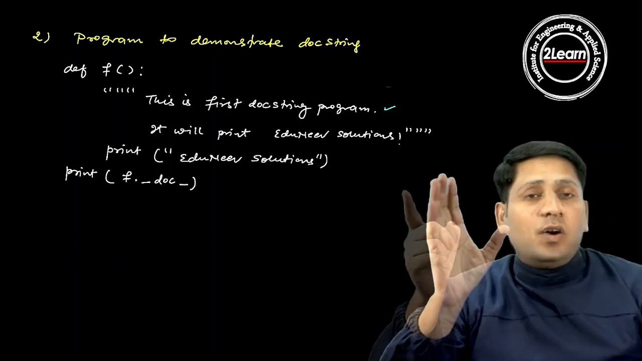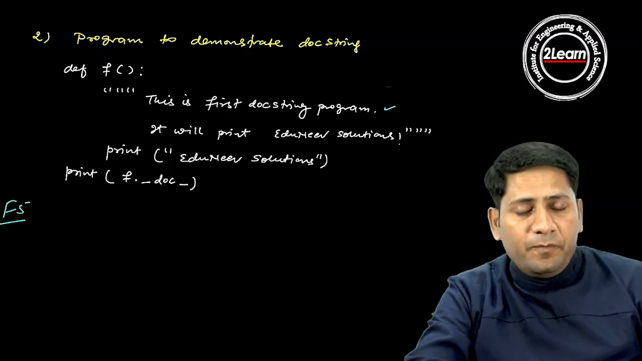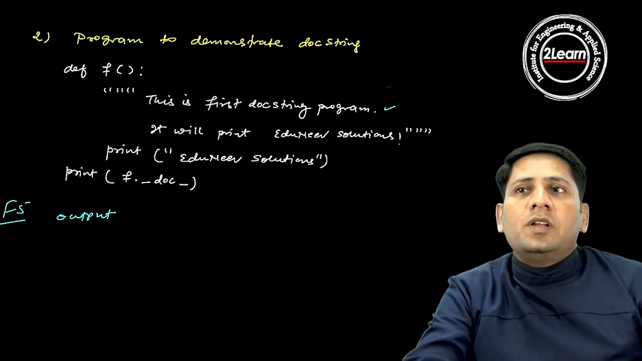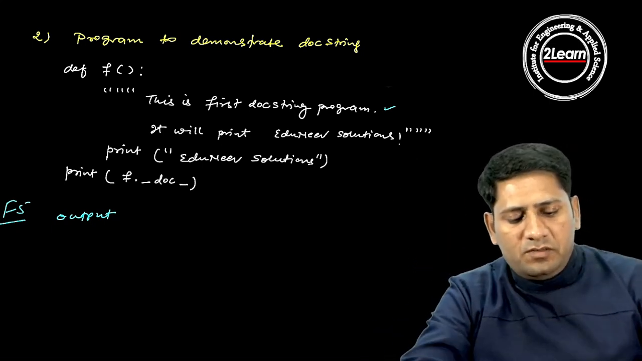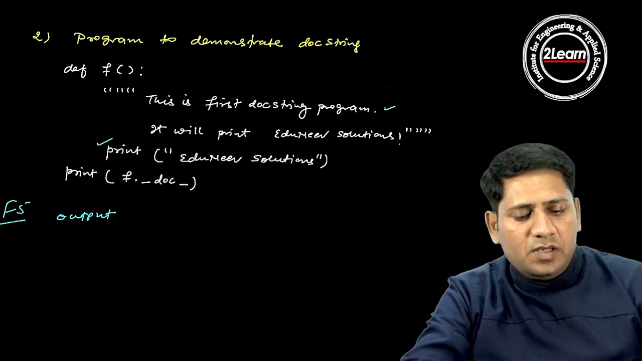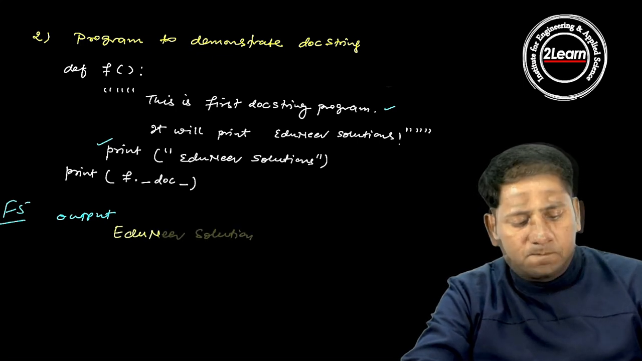So in case of how the execution of this program will take place, you will press F5 and you will see the following output. What will be the output? The interpreter will go through the given definition of the function. The first print will be printed and the message is Adobe solutions. The message will be printed as Adobe solutions.